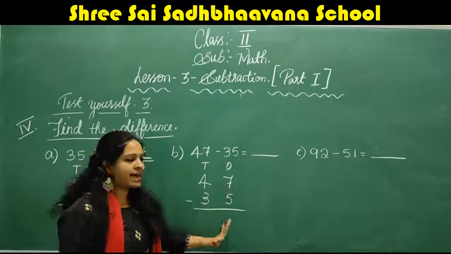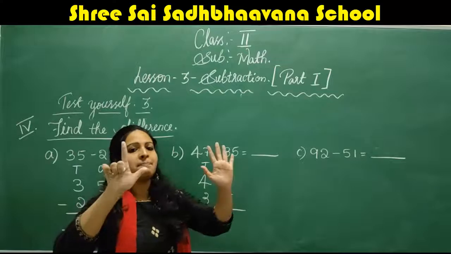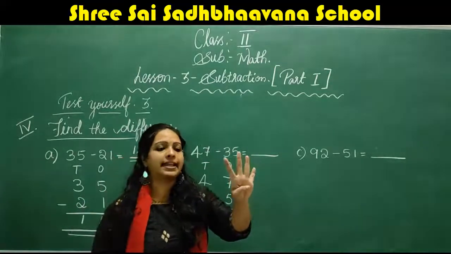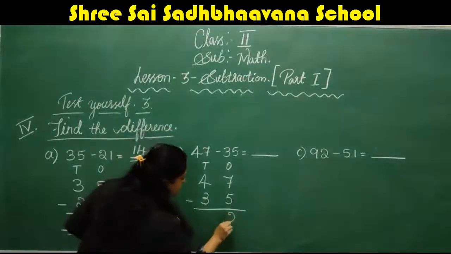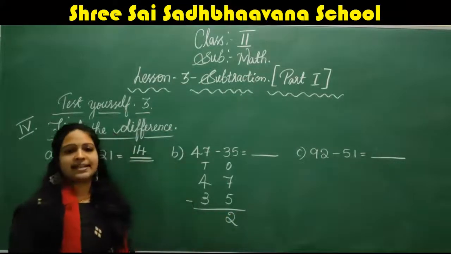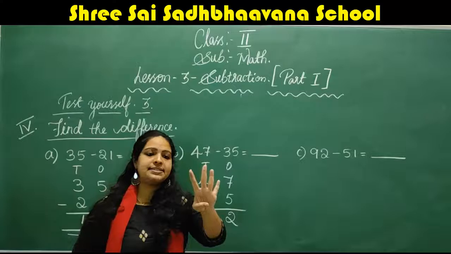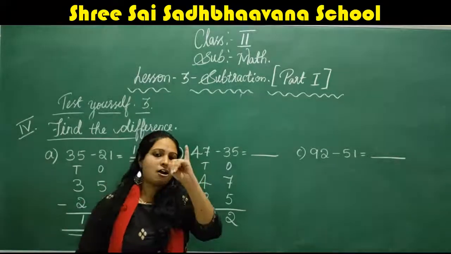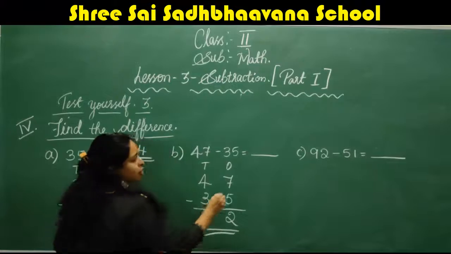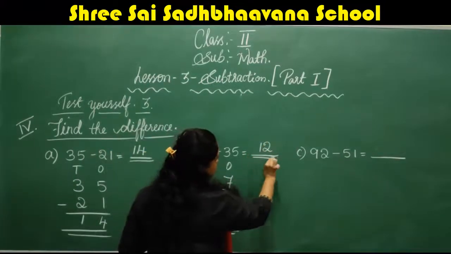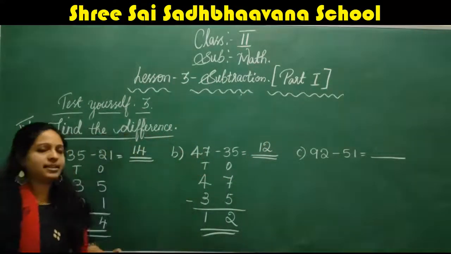7 minus 5. 1, 2, 3, 4, 5. How much is remaining? 2. Okay, 4 minus 3. 1, 2, 3. How much is remaining? 1. So what's the answer you got? 12. 12 is the answer. Now let us move on to the next one.